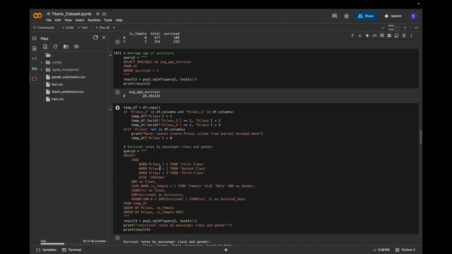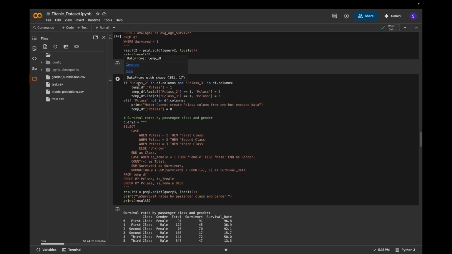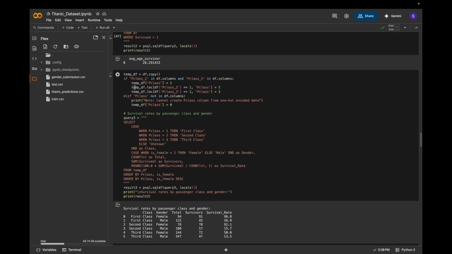Then afterwards, I created a temp df equal to df.copy, and then I basically said if the passenger p class column is in the df columns, then temporary df p class equals 1, temporary df.loc is equal to this, and then this. And then else, if p class is not in the df columns, it prints that you cannot create a p class column from the one hot encoded data. So therefore it assigns temporary df p class equal to 0.